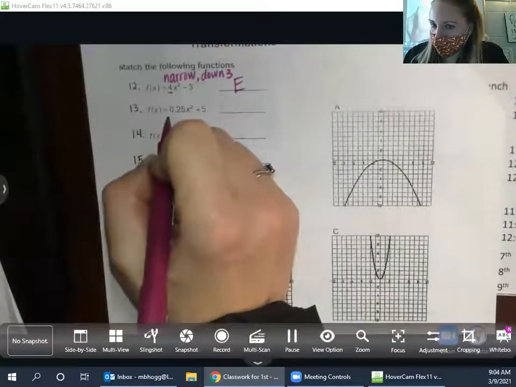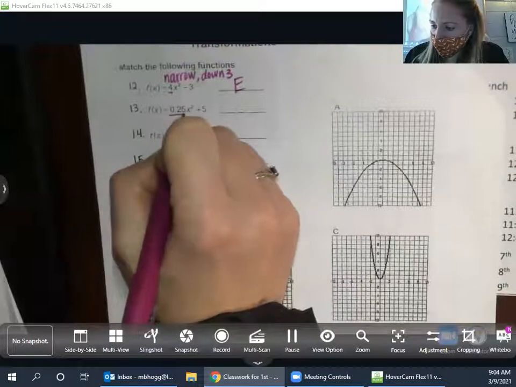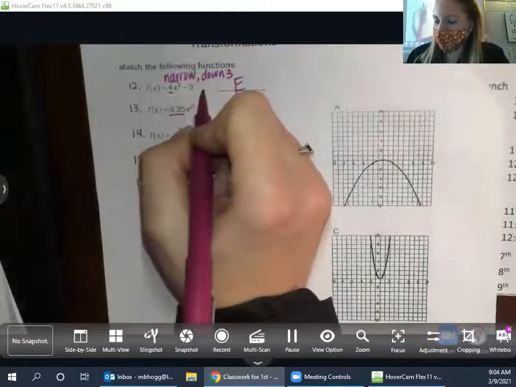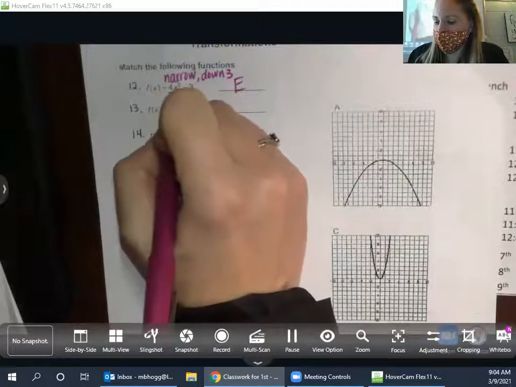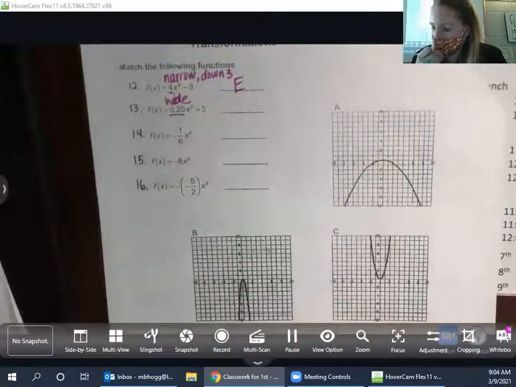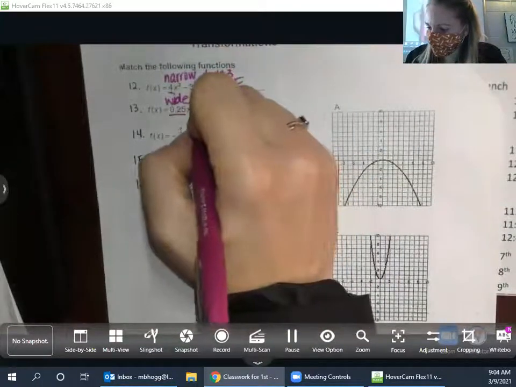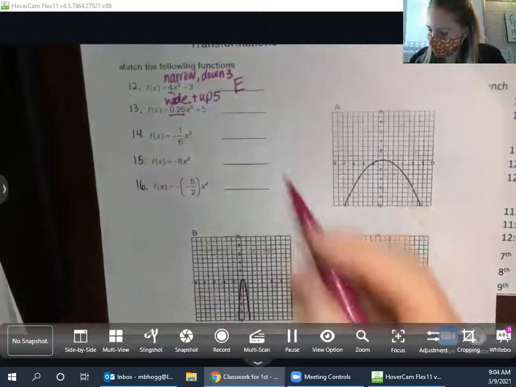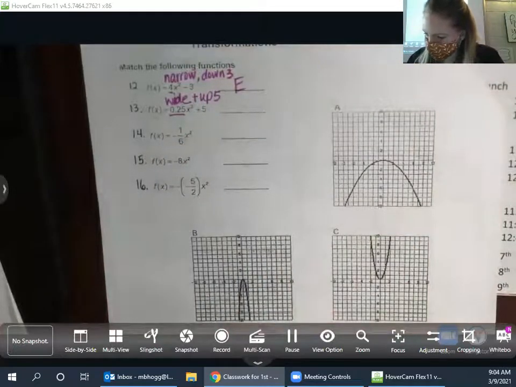So this one's multiplied by a fraction. So a fraction is going to make it fatten. It's going to be wide. And then it goes up 5. Yes, D.